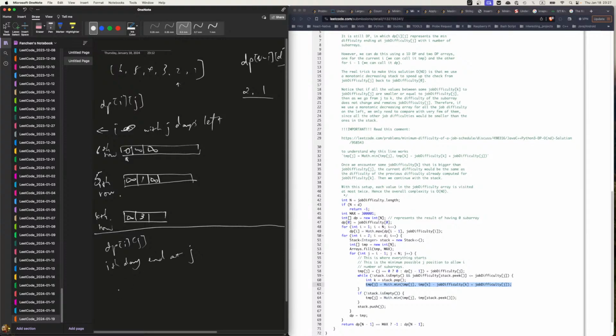And then we have a monotonic decreasing array. And now we have a job difficulty j, which is bigger than this, right? Which means we'll pop this, and everything in between is also smaller, which is fine, right? Which actually I'm not sure. This is something I need to prove. I don't remember the proof.